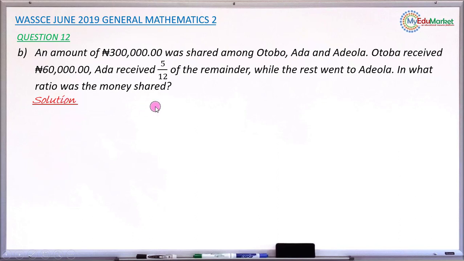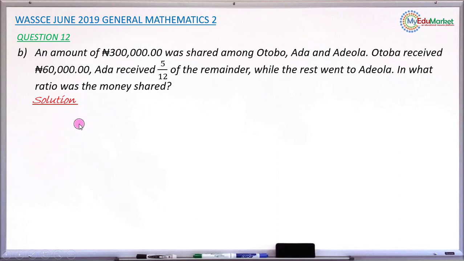Solution to the problem: these three people, one of them, which is Otobo, out of this 300,000 naira, the question says he took the 60,000. And when you remove 60,000 from 300,000, 5/12 of that remainder is what Ada received, while the rest went to Adiola. So we have to find the ratio of their share.